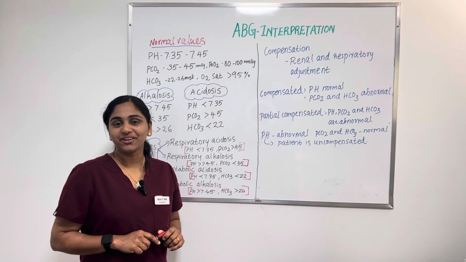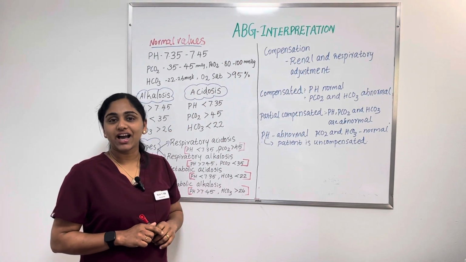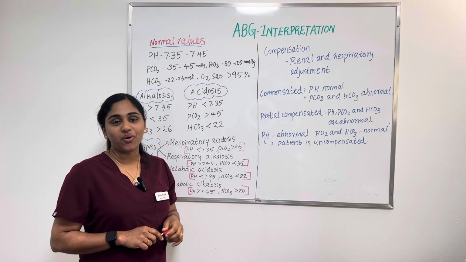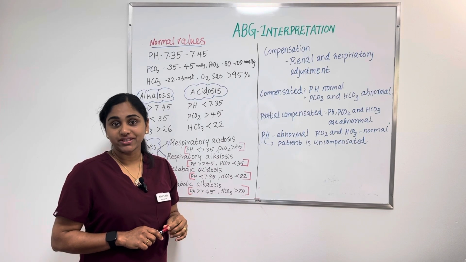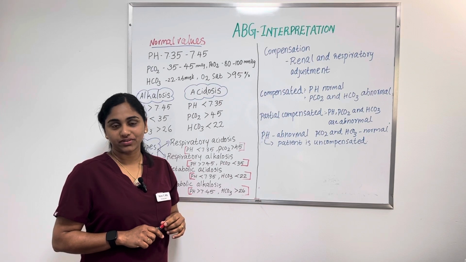In this class, we are going to learn about ABG interpretations. ABG means arterial blood gas. Arterial blood gas tests the oxygen level and carbon dioxide in our blood. Moreover, we can see the pH balance too.